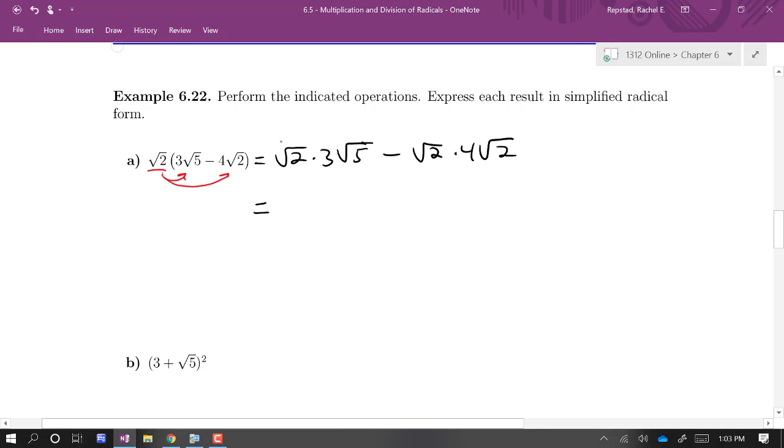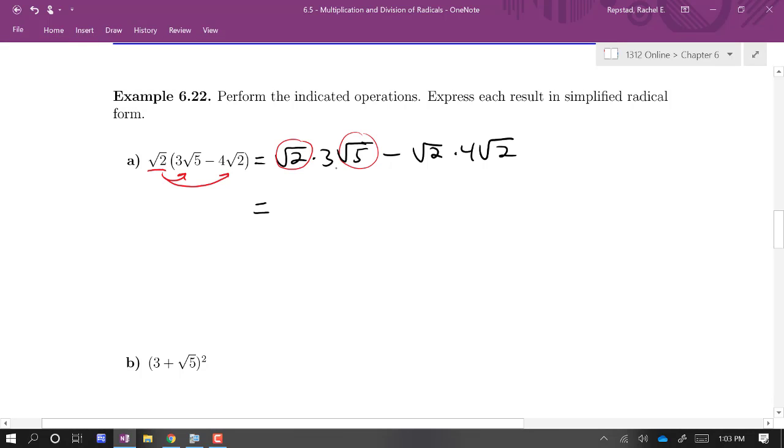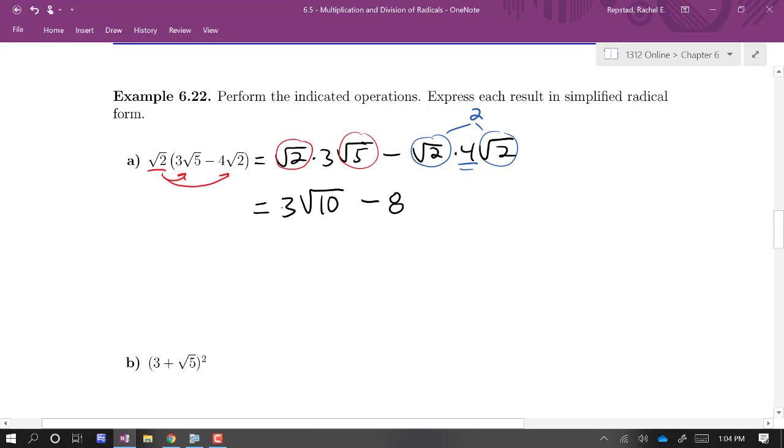In the first product, I've got root 2 times root 5, and that is the square root of 10. So I've got 3 square root of 10 minus. In the second product, I've got root 2 times root 2, which equals 2. There's no radical there, and then I'm going to multiply that by the 4 that's already there, so that's 8. And there is the simplest form of that expression.